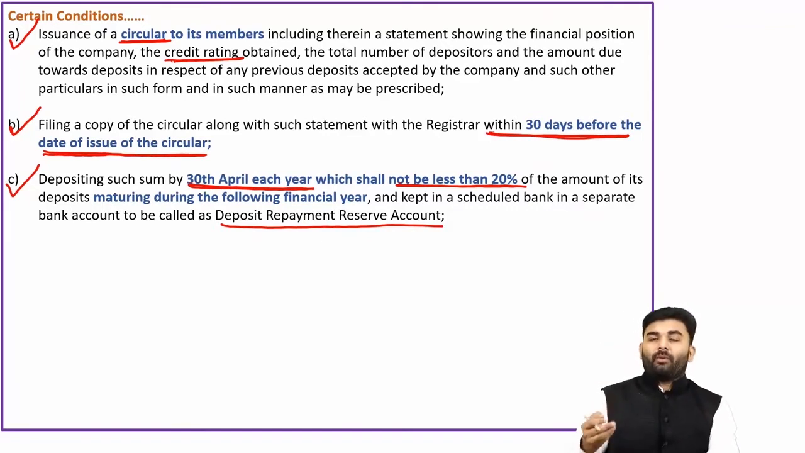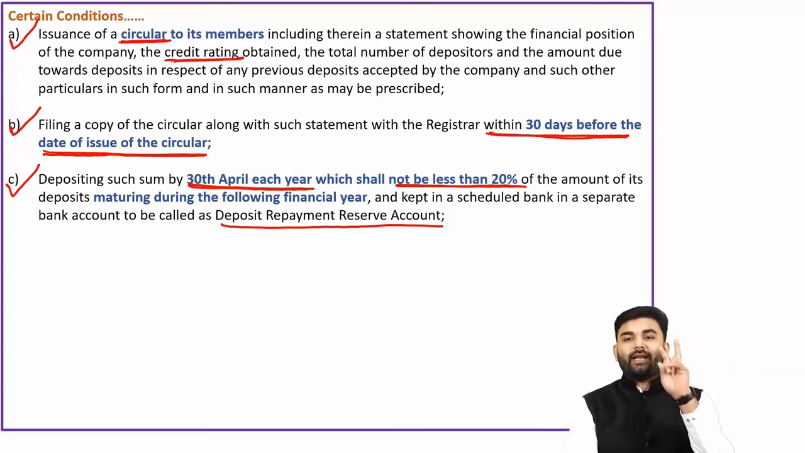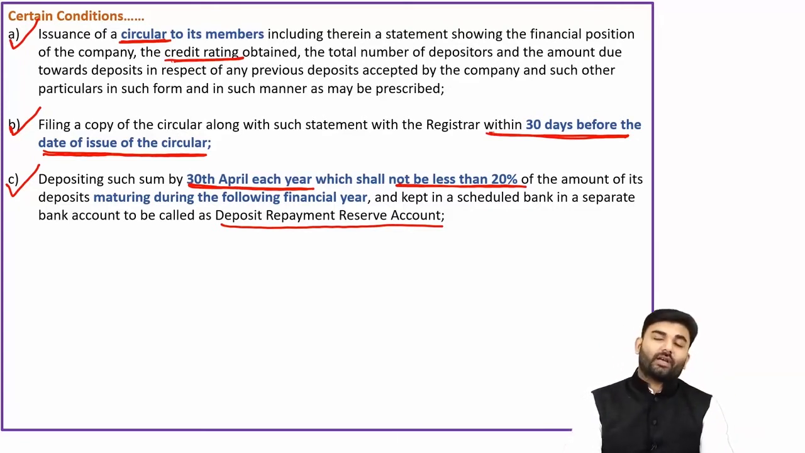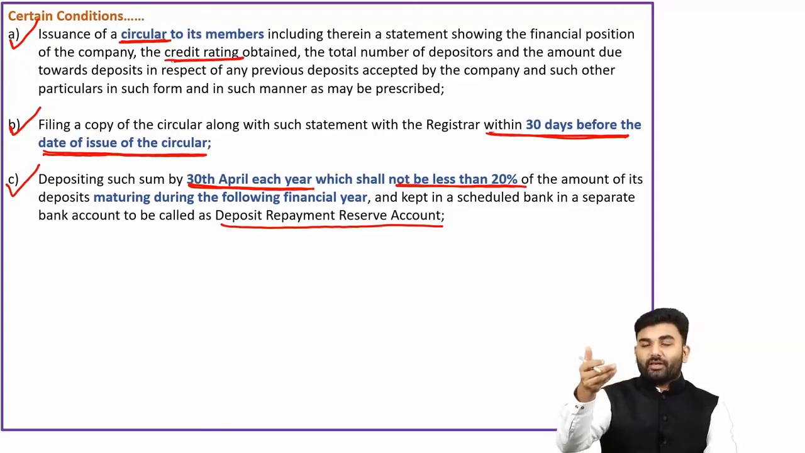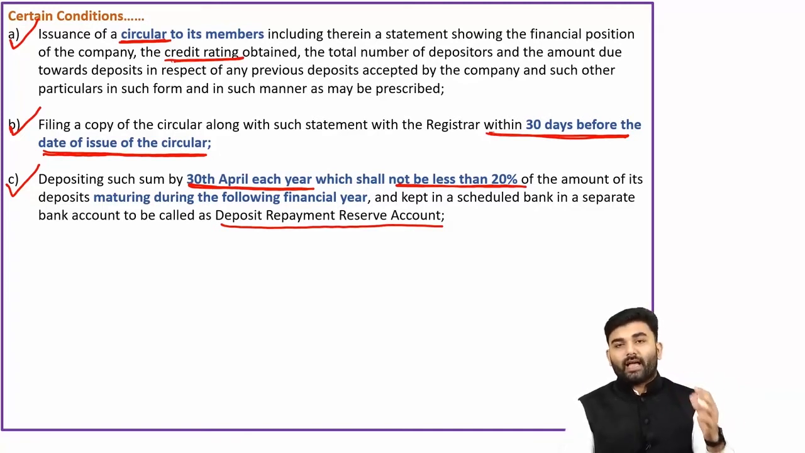So what is the minimum maintenance of liquid assets required over here? It is at least 20% of the deposits which are going to get matured in the next financial year. The money which is going to get matured in the next financial year, at least 20% should be kept in a reserve, and such reserve should be maintained on or before 30th April of this particular year.